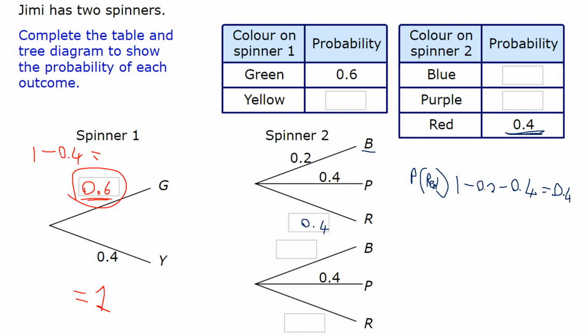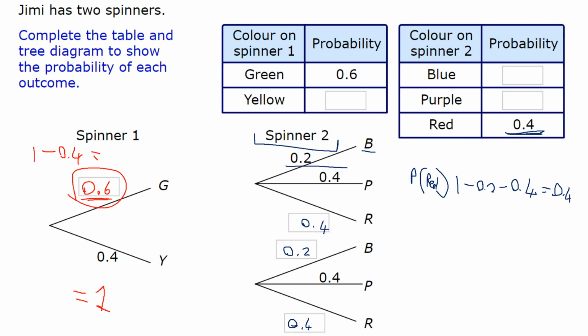We know that the second spinner is exactly the same, no matter what spinner 1 gives us, whether it gives us green or yellow. So, therefore, we know this probability is also going to be 0.2 and 0.4, okay? These two probability trees are the same because they've got the same spinner, okay?